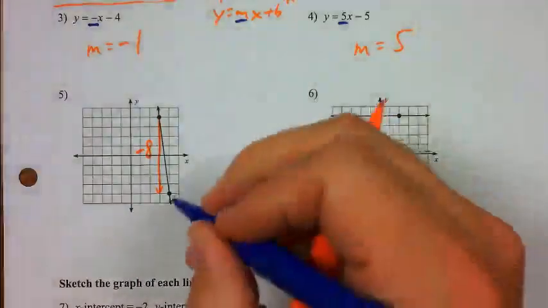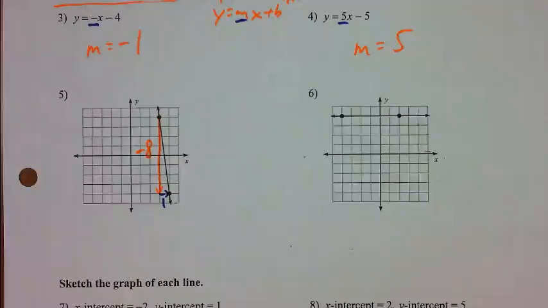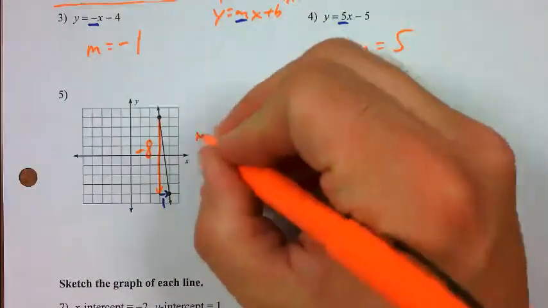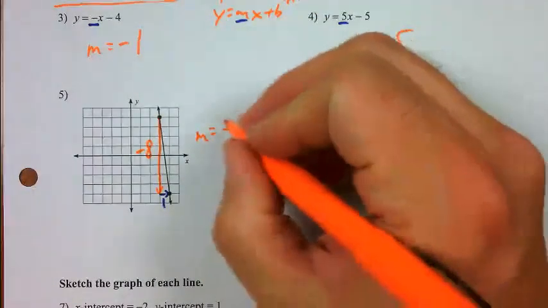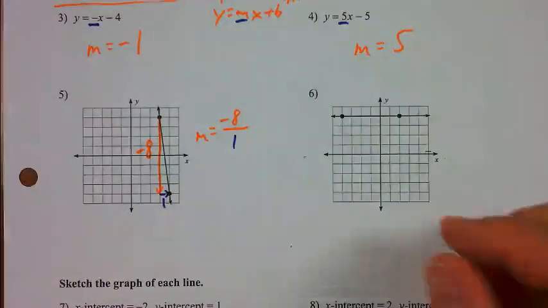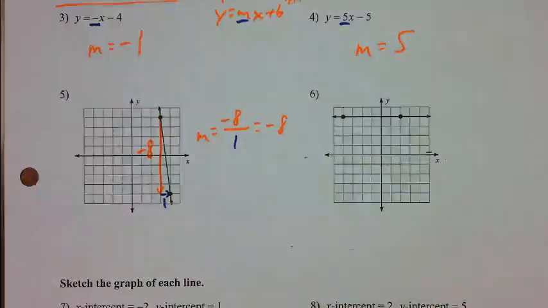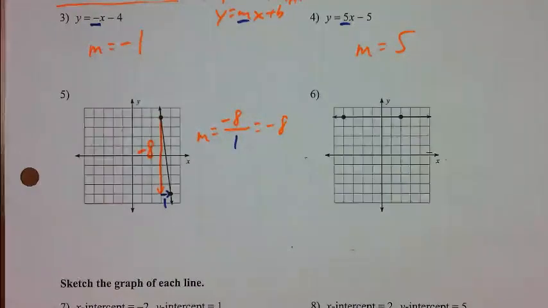How many units did we go over? 1. That's in a positive direction. So for my slope, it's going to be -8 over 1. Or if I simplify that, -8 over 1 is just -8. And that's my slope. Number 6.